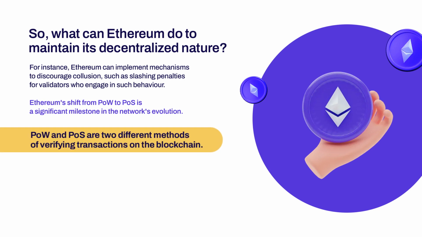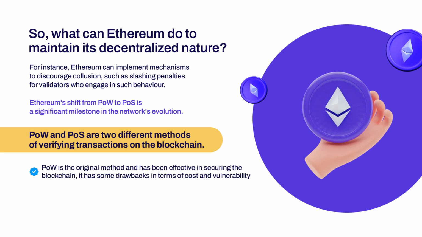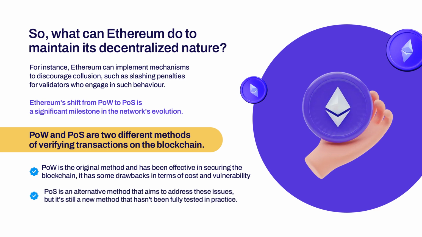In conclusion, POW and POS are two different methods of verifying transactions on the blockchain. While POW is the original method and has been effective in securing the blockchain, it has some drawbacks in terms of cost and vulnerability. POS is an alternative method that aims to address these issues, but it's still a new method that hasn't been fully tested in practice. As blockchain technology continues to evolve, we may see new consensus algorithms emerge that combine the best of both worlds.